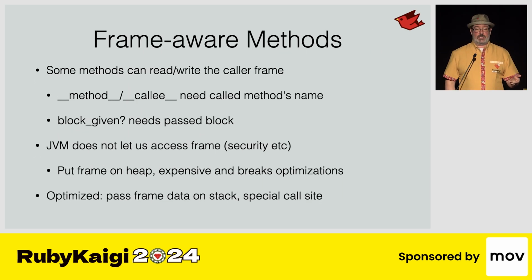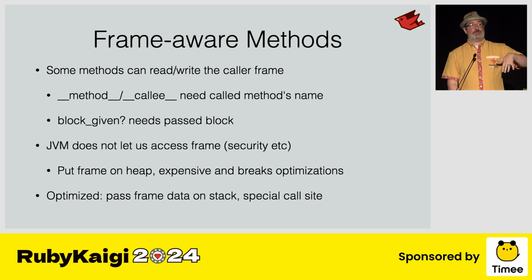One of the things that's been tricky for us, there's a number of core methods in Ruby that need to be able to read state from the caller. So for example, the __method__ method and __callee__, they need to be able to read the method name that was called. The block_given? method needs to be able to go to the caller and see if it was called with a block. These are normal methods. We call them and they deepen the stack, but they need to be able to read back up the stack to get that information. And that's difficult to do on the JVM. So in order to support that, we have to put that information somewhere on the heap. We have it available for the method. We clean it up afterwards. It hurts our optimizations, and it costs quite a bit for us.